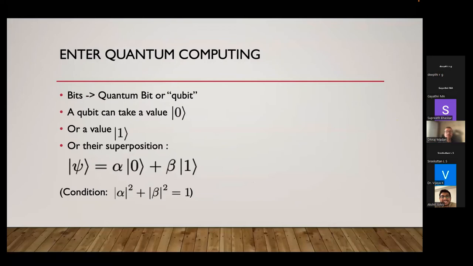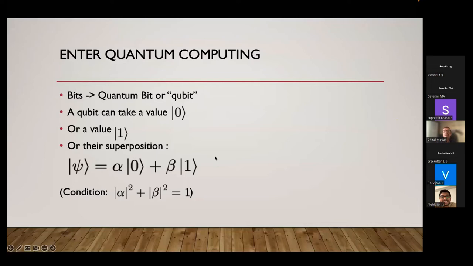So let's see what it is exactly. Quantum computing here, the basic abstraction, instead of a bit, moves to the idea of a qubit. And a qubit can take a value. Like we had a classical bit taking a value either 0 or 1, here, instead of 2 possible values, we'll have an entire vector space of values.